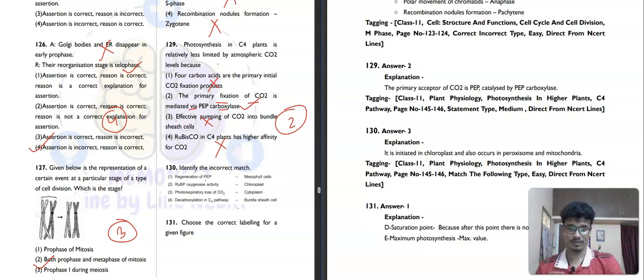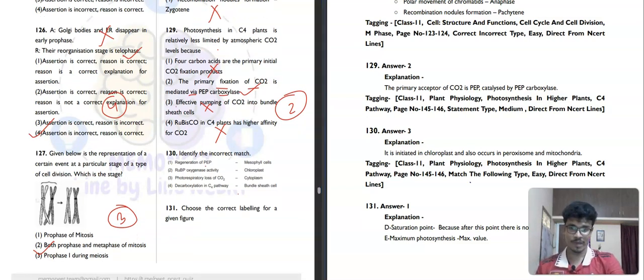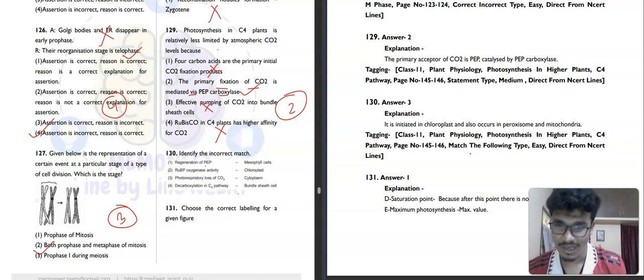Then question number 130. Identify the incorrect match. Regeneration of PEP, mesophyll cell, correct. The RuBP oxygenase activity is seen in chloroplast, correct. And photorespiratory loss of CO2, cytoplasm. It is initiated in chloroplast and also occurs in peroxisome and mitochondria. It doesn't occur in cytoplasm, so this is not correct. And decarboxylation in C4 pathway, bundle sheath cell, correct. The third is the incorrect match.